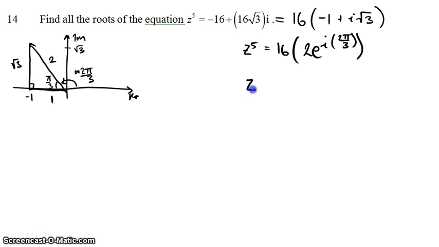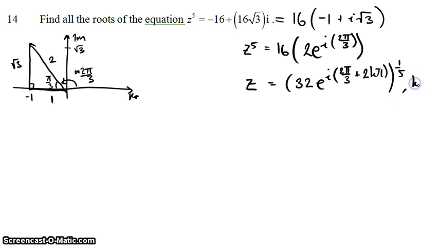So what does that mean about z? It means z is equal to, and then I'm just going to move this inside, so I get 32 e to the i. And the important thing to remember, of course, is that it's not just 2 pi upon 3. I have to add 2k pi as well. And that whole thing's going to be to the power of 1/5, when k is an integer.